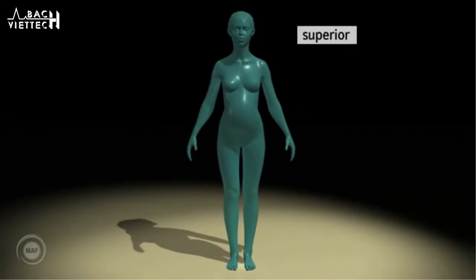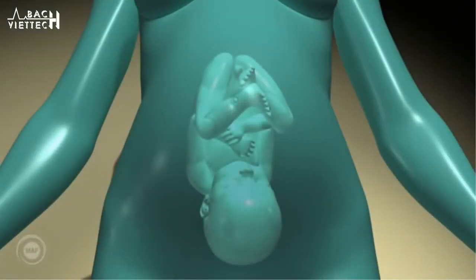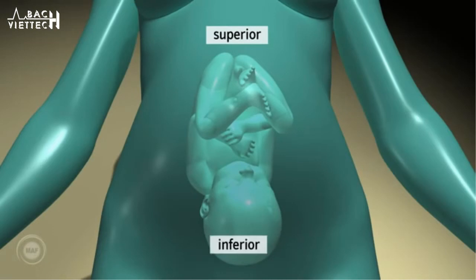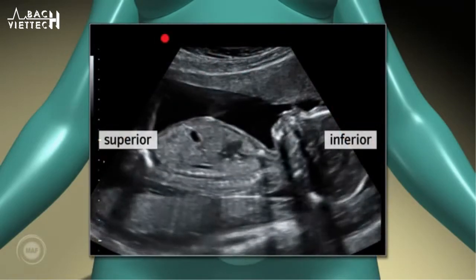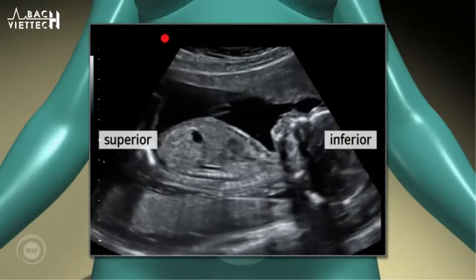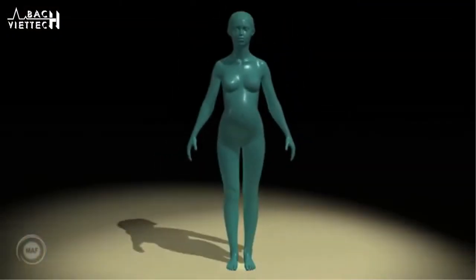Superior. This refers to the direction of the mother's head. Inferior. This refers to the direction of the mother's feet. For example, if scanning the uterus in the longitudinal plane, the superior part of the organ is the end towards the mother's head, and the inferior part is the end towards the mother's feet. As a scan image, superior is represented to the viewer's left on the screen, and inferior is represented to the viewer's right on the screen.